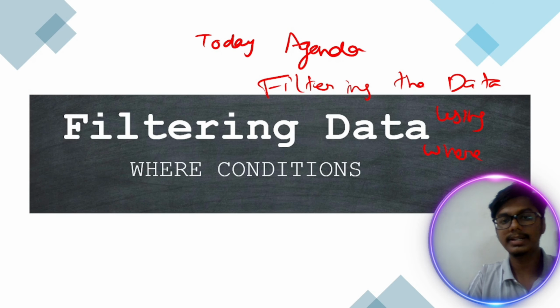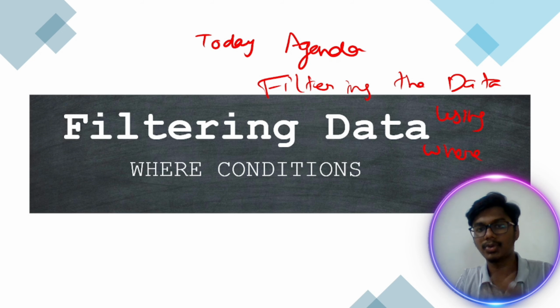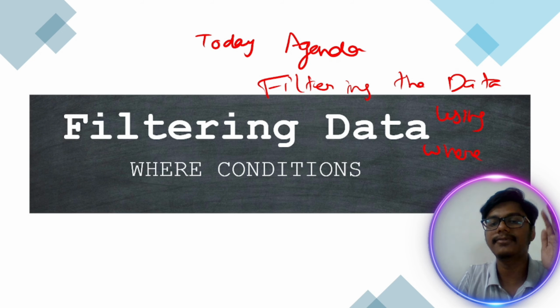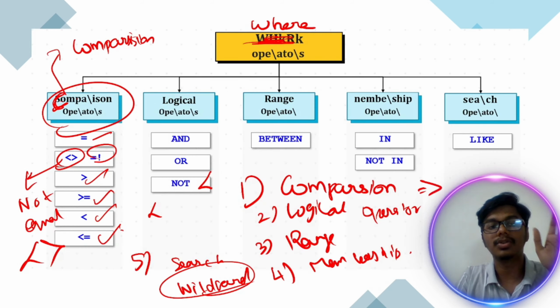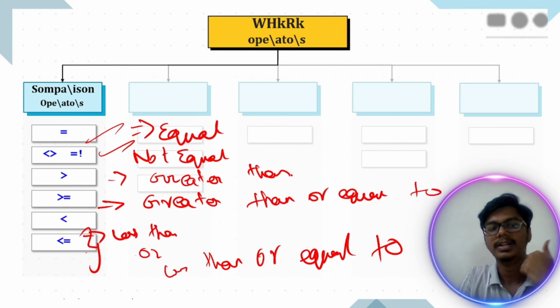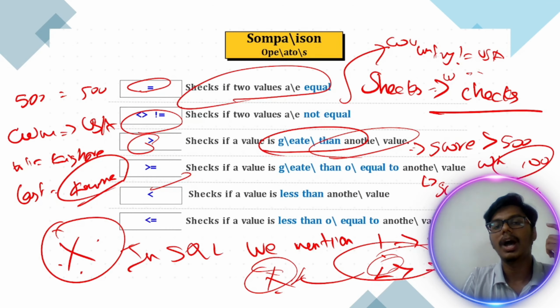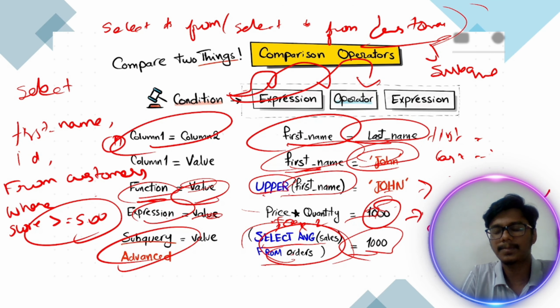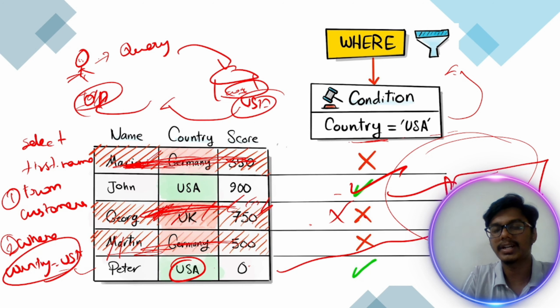Let me quickly give a recap of today's agenda. Today's agenda is filtering the data using the WHERE conditions. We discussed the comparison operator, logical operator, range operator, membership operator, NOT IN operator, and wildcard. In the comparison operator we discussed equal to, not equal to, greater than or equal to, less than or equal to. And we discussed an interesting concept in the LIKE operator, where country equal to this. We discussed how the DB works behind the scenes.